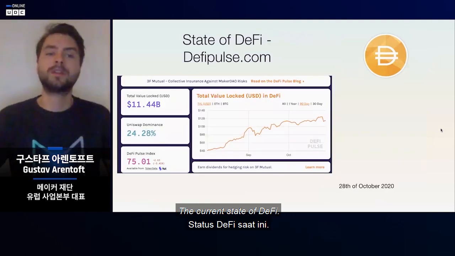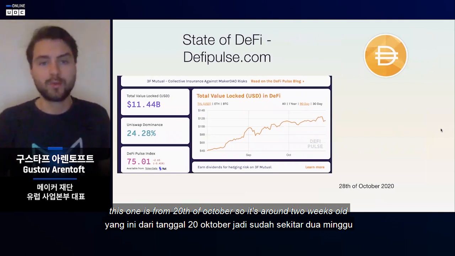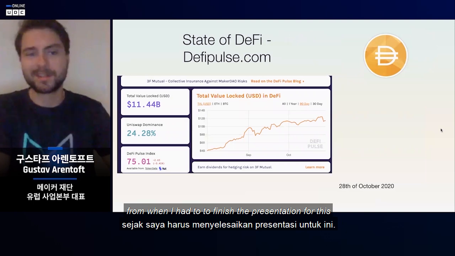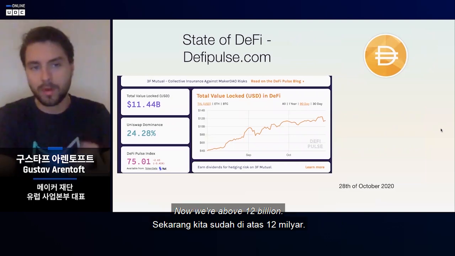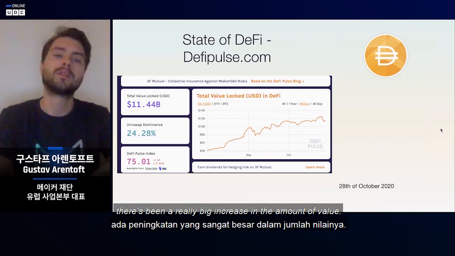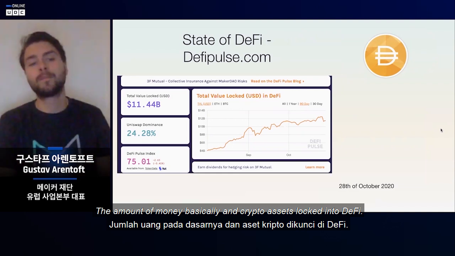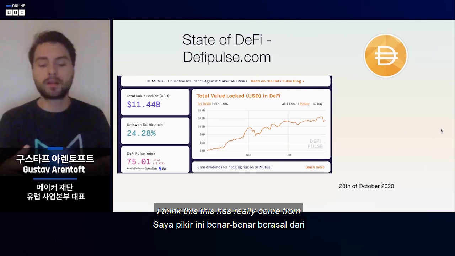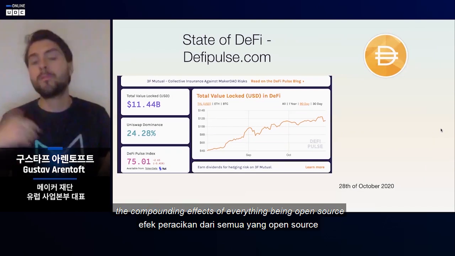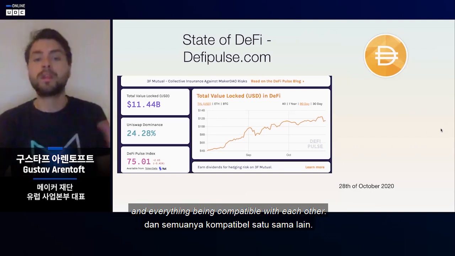So the current state of DeFi, this one is from the 20th of October, so it's around 2 weeks old from when I had to finish the presentation for this, and now we're above 12 billion. So there's been a really big increase in the amount of value, so the amount of money basically, in crypto assets locked into DeFi. And I think this has really come from the compounding effects of everything being open source and everything being compatible with each other.